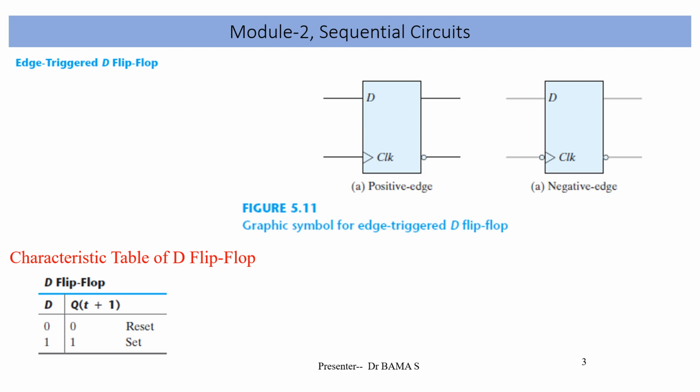Characteristic table of D flip-flop. The characteristic table defines the logical properties of a flip-flop by describing its operations in tabular form. When D is equal to 0, Q(t+1) is made to reset. When D is equal to 1, Q(t+1) is made to set. This is the operation of the D flip-flop.